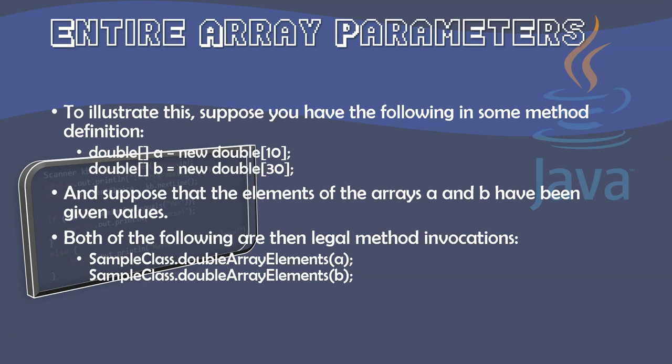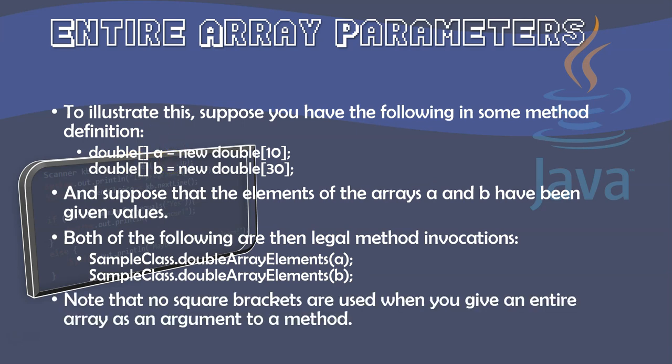SampleClass.doubleArrayElements(a) and SampleClass.doubleArrayElements(b). A and b here, of course, are the names of the arrays. You'll notice, though, that no square brackets are used when you give an entire array as an argument to a method. We're simply plugging in the name of the array.